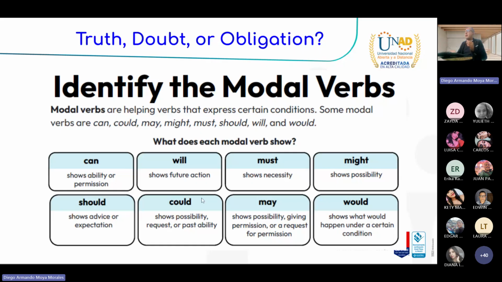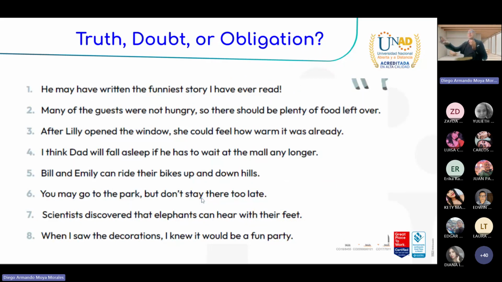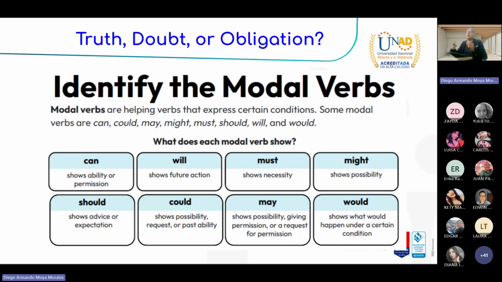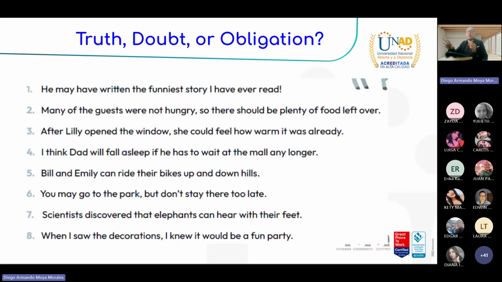Okay, so right now, look at this. Remember the functions, because every modal verb has a function. It expresses certain conditions. So please keep that in mind. Right now we have a couple of sentences, and I want you to please help me out in the chat. We have 8 different sentences. First of all, identify the modal verb, which is pretty easy, pretty simple for you guys. Identify the modal verb and tell me what is the meaning. What is the function of this modal verb in the sentence?